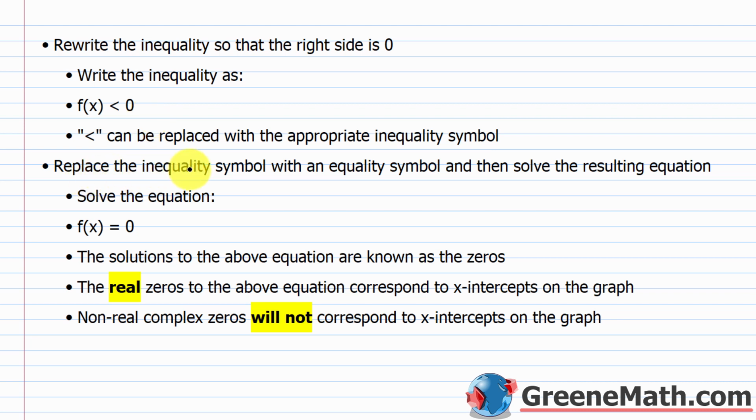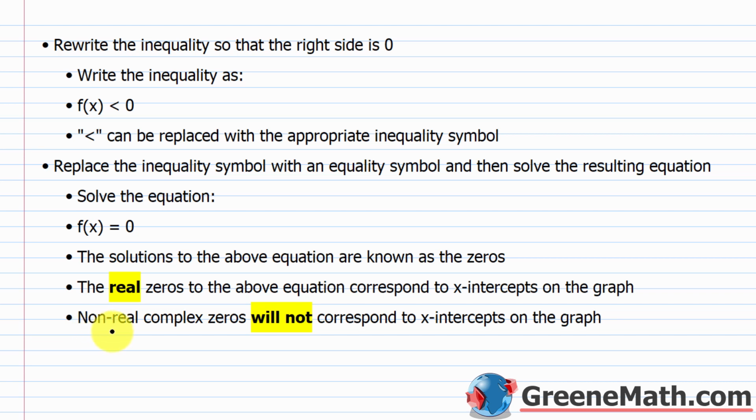Then I have to replace the inequality symbol with an equality symbol, and then we're going to solve the resulting equation. So we're solving the equation f of x, again, that's the polynomial function that we set up, is equal to 0. The solutions to the above equation are known as the zeros. We've talked a lot about that in this section. We know that the real zeros to the above equation correspond to x-intercepts on the graph. This right here is extremely important to understand for this section.